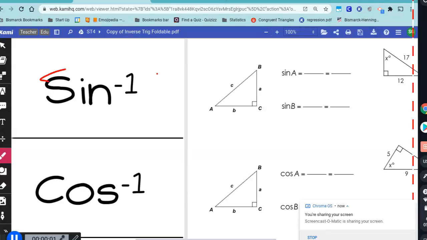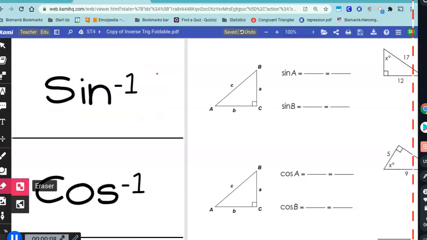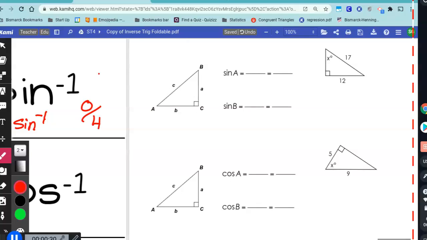We're going to start right here where it says sine to the -1. Now that's not how you read that. You read this as inverse sine. What it does is it finds the angle in a relationship that has opposite over hypotenuse. The -1 is kind of raised like an exponent. It's kind of hard to see with that font. So this is called inverse sine. Just like before, sine of angle A is opposite over hypotenuse, so it's little a over little c.